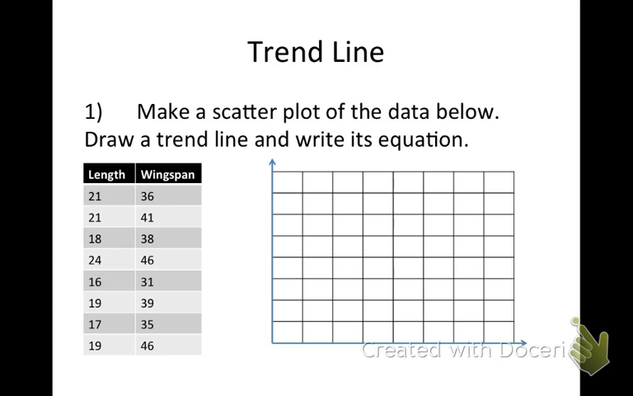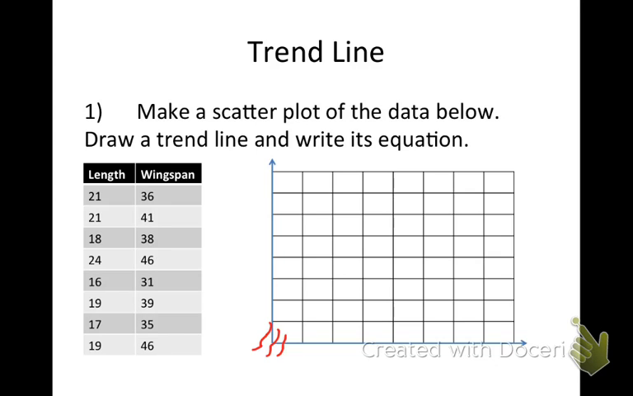So let's look at number 1 here. It says, make a scatter plot of the data below, draw a trend line, and write its equation. I'm going to put these little squiggles down here in the corners. Does anybody know what those little squiggles represent? It's a paper break. What's a paper break mean?